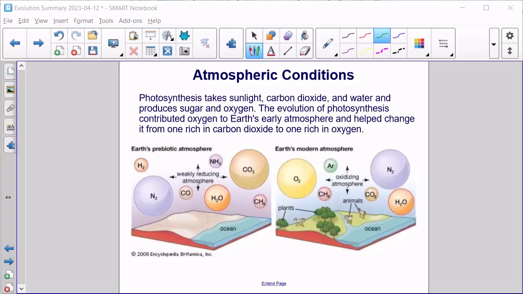Atmospheric conditions. Photosynthesis takes sunlight, carbon dioxide, and water, and produces sugar and oxygen. The evolution of photosynthesis contributed oxygen to Earth's early atmosphere and helped change it from one rich in carbon dioxide, like you see on the left, to one rich in oxygen, like you see on the right.